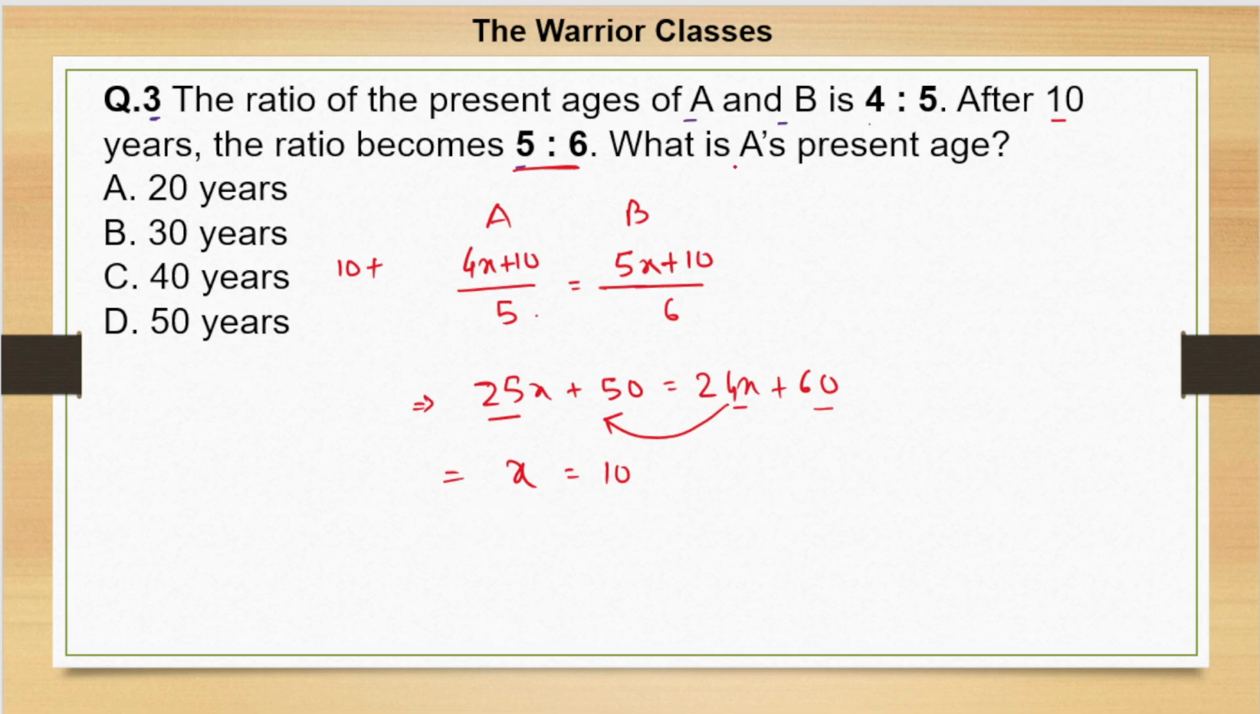Now in the question they have asked for the present age of A. Present age of A is 4x.